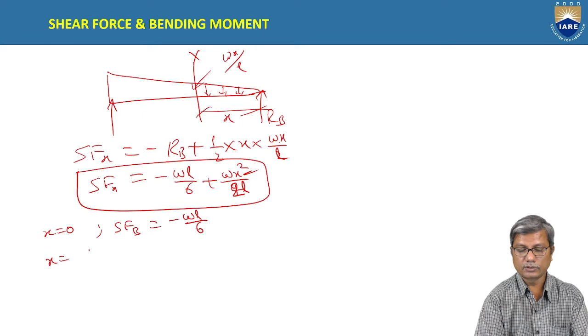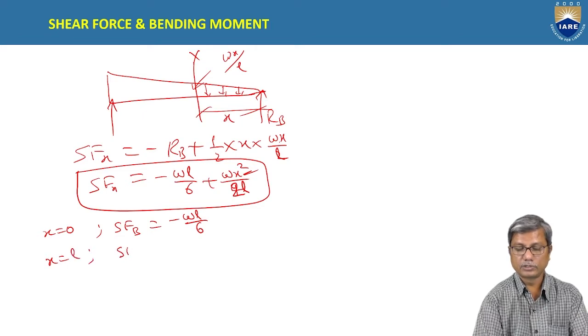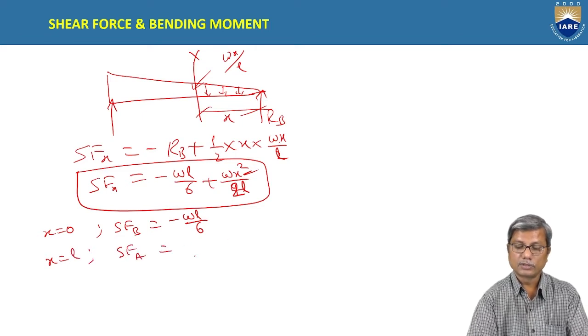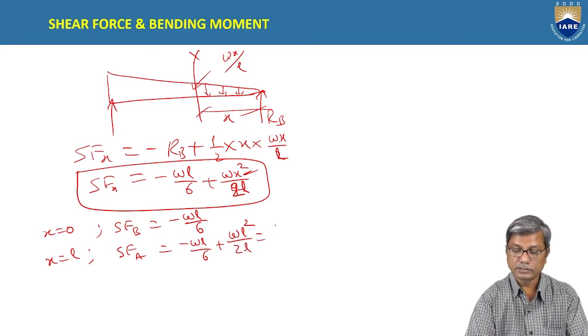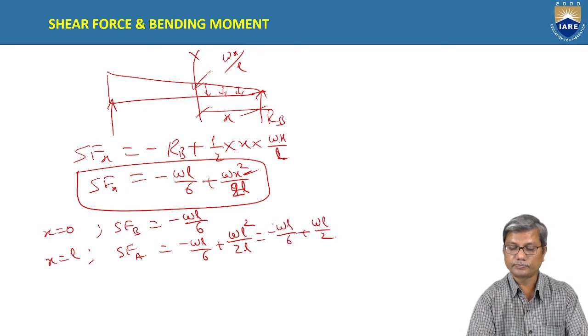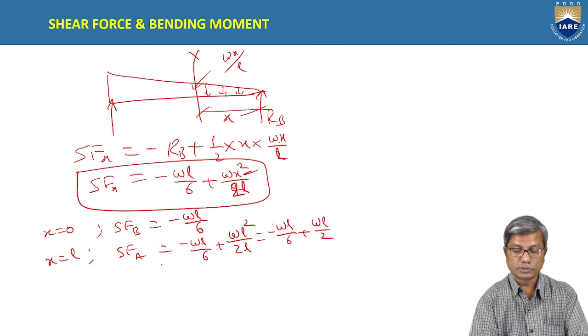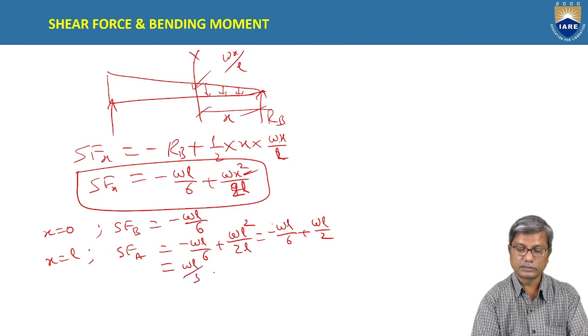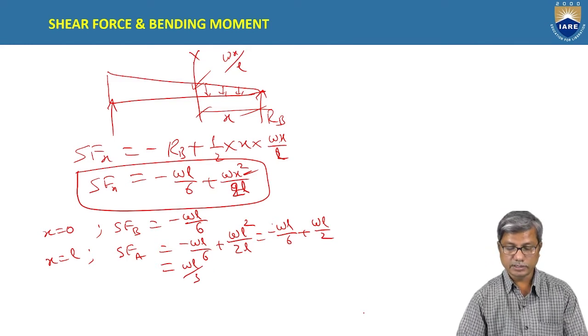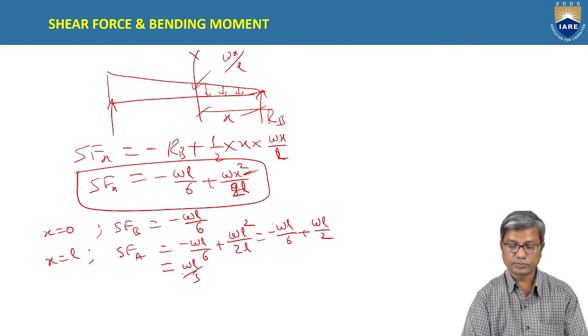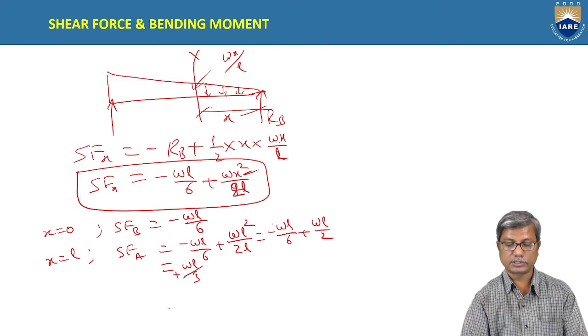And now at x equal to L, you will get shear force at A. And what is the shear force? Minus WL by 6 plus WL square by 2L, that is minus WL by 6 plus WL by 2. So which comes out to be WL by 3, which is nothing but RA actually. So shear force at A is RA. It is positive.